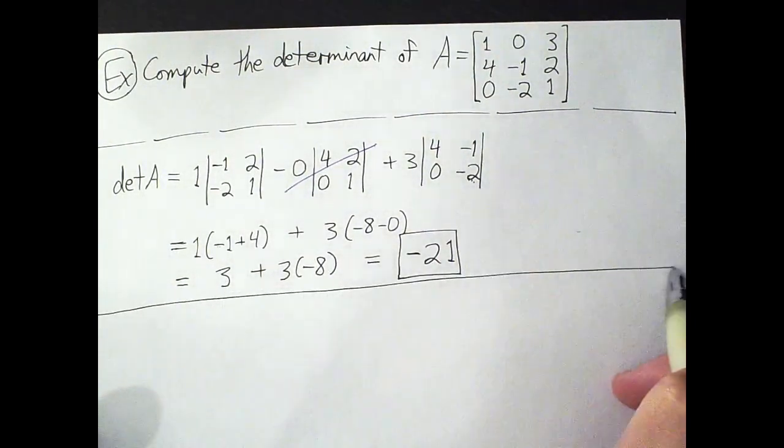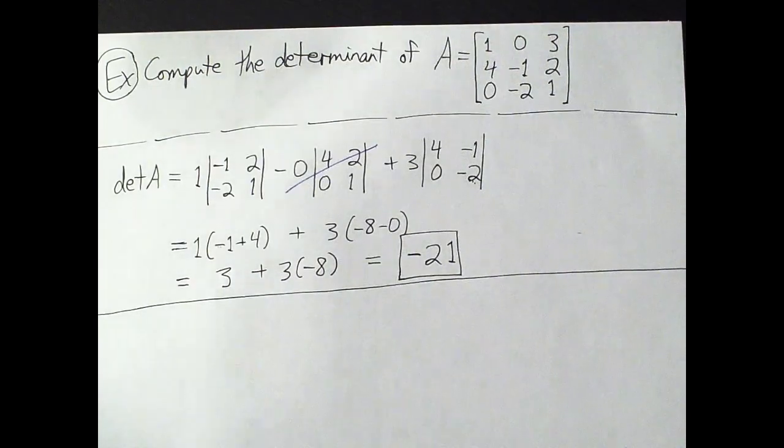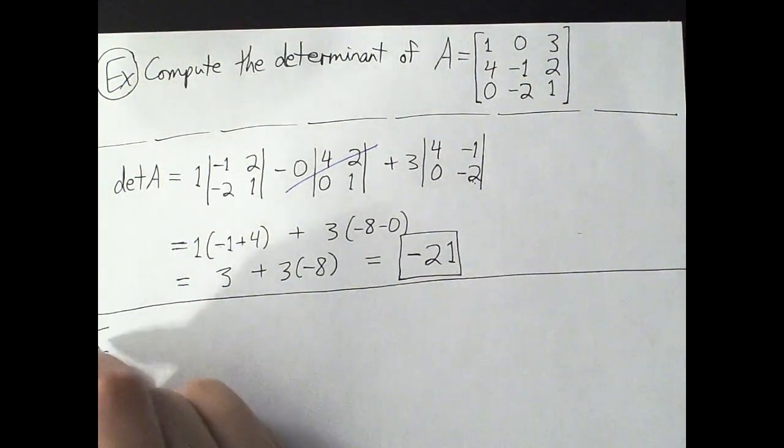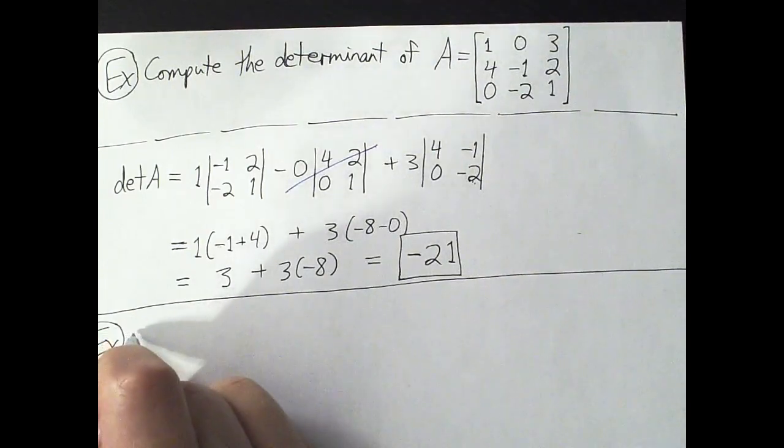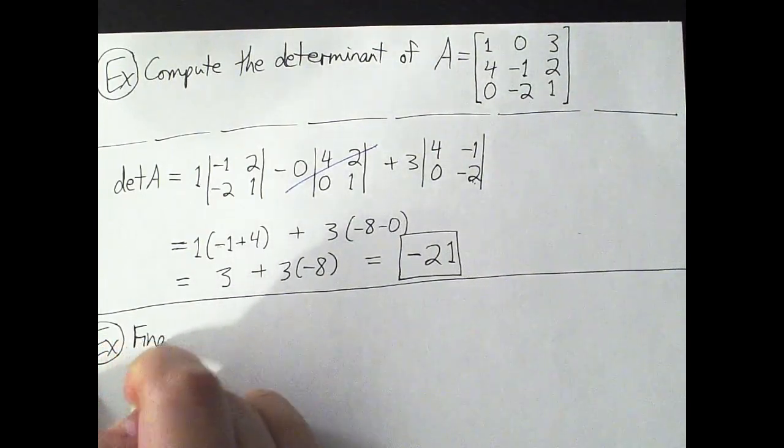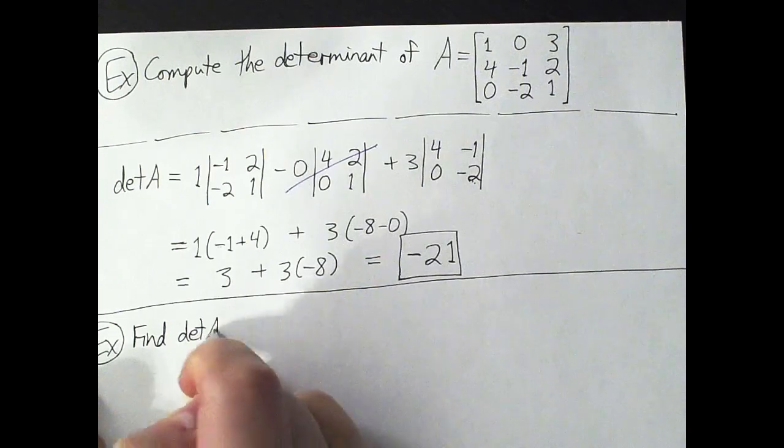And there's only one correct answer for these. A matrix has a unique determinant. So we've just seen 2 examples of 3x3 determinants. I want to show you one that's 4x4. And I'll do the 4x4 case. And it's going to say find determinant A given.